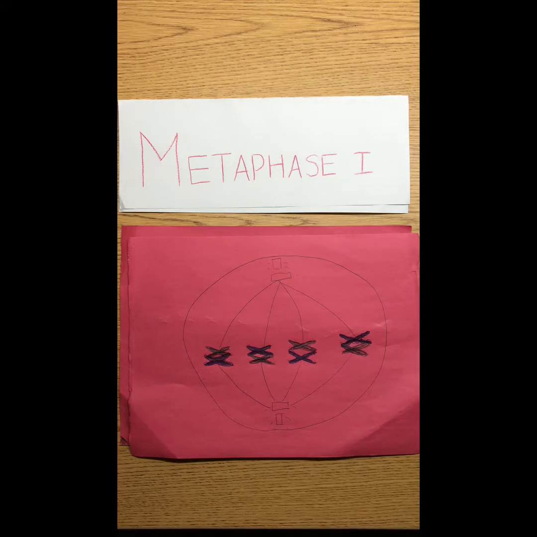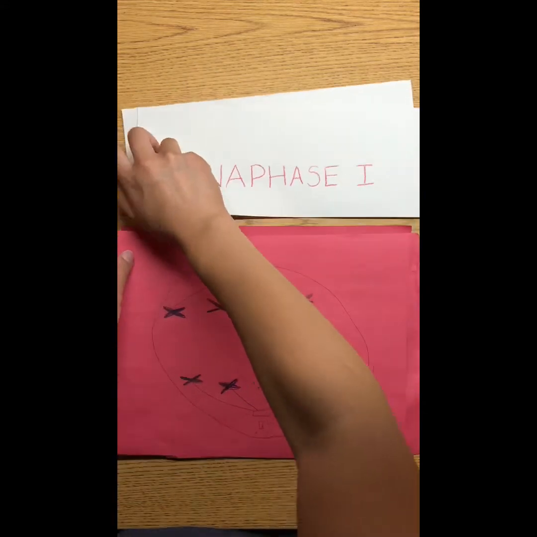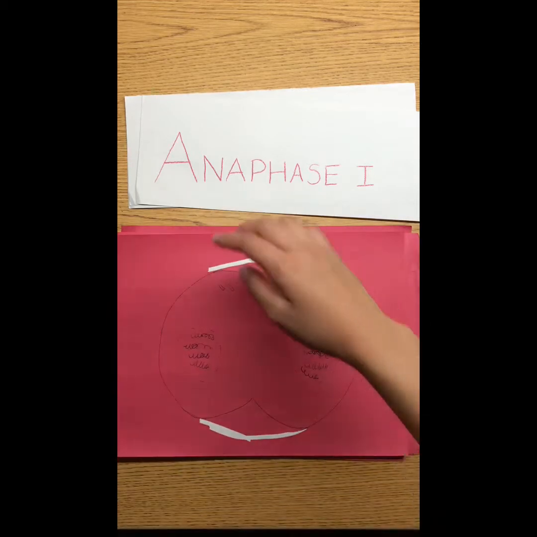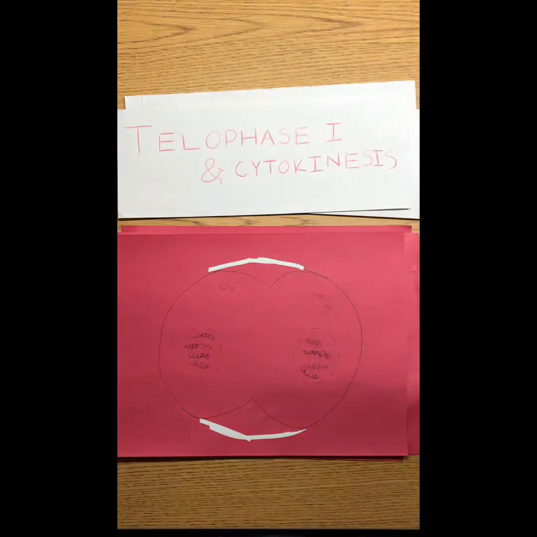After that, we have anaphase 1. This is when the chromosomes are pulled apart by the spindle fibers to the opposite side of the cell. Since the chromosomes are now split, we finally come to our next step, which is telophase 1 and cytokinesis.